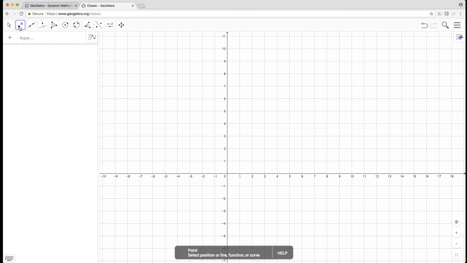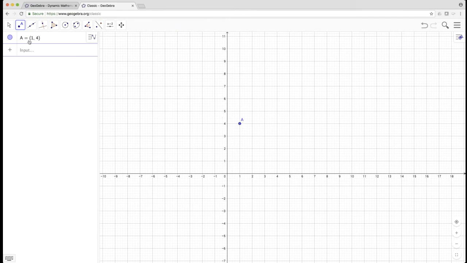The first thing I'm going to do is click right here, and I'm going to plot a point somewhere. That is actually the point over 1 up 4, and you can see that over here. It says the point 1, 4. I'm going to keep this point icon highlighted, and let's just put it right over here. I'll put it at 4, 7.